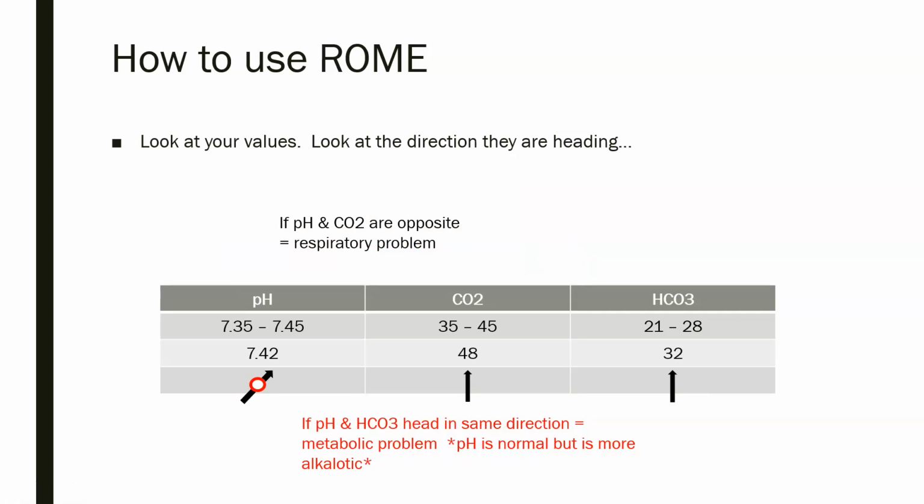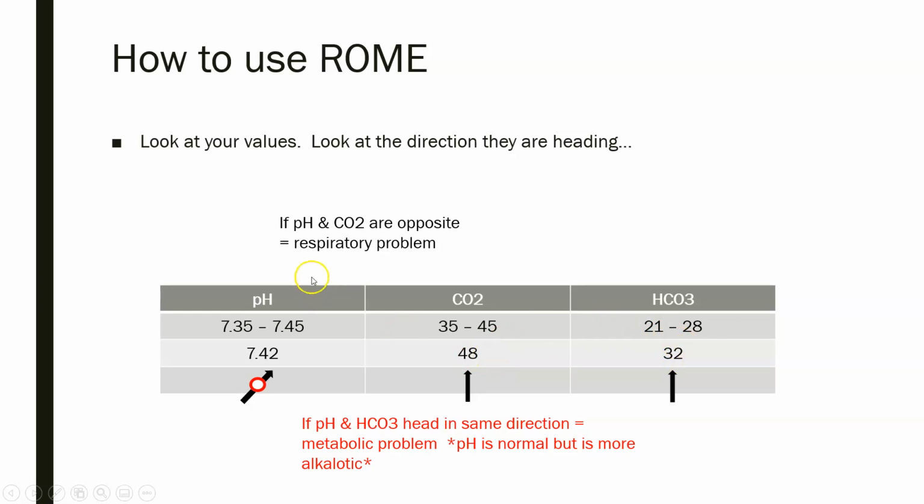So looking at this problem here, we're going to look at the direction they're heading. Our pH is 7.42. It's in the normal range, but it's heading a little bit more to the alkalotic side, so we're going to have our arrow going up. I use this little 0 here just to remind me that that value is normal, so I don't overlook it. Our CO2 is 48, and our bicarb is 32.